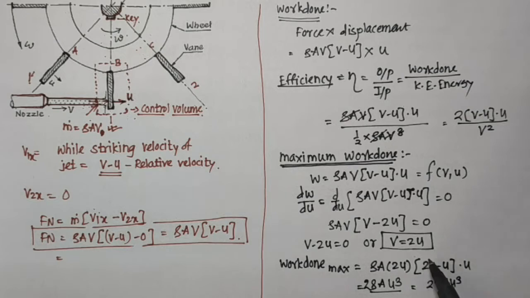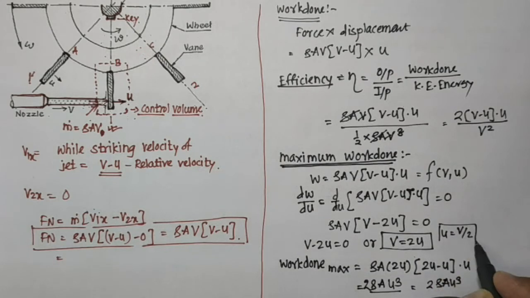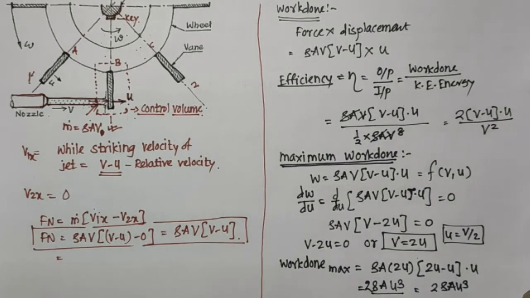If we have to find this work done in the form of v, we have to just replace the u value in this equation by v, meaning u is equal to v by 2. So on the next page we will try to find the expression for maximum work done in the form of v only.